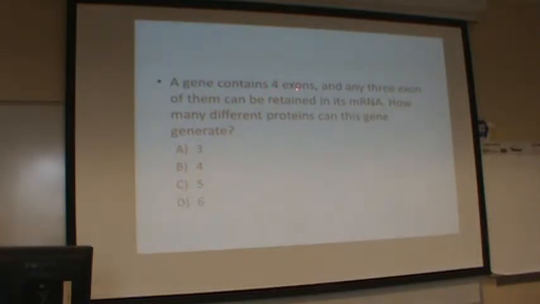So a gene contains 4 exons and any 3 of the 4 exons can be turned into mRNA. How many different proteins can this gene generate? This is basically multiple splicing isoforms. You just take a piece of paper and find out how many combinations.